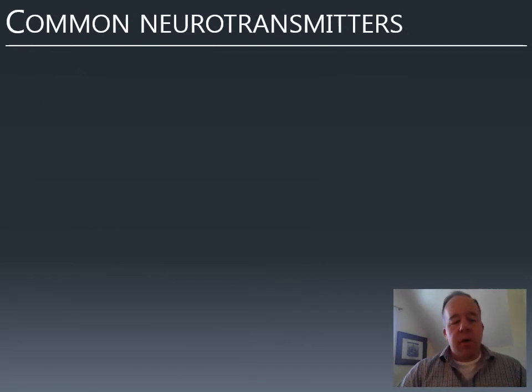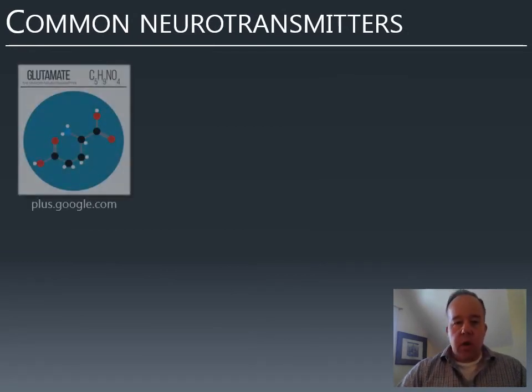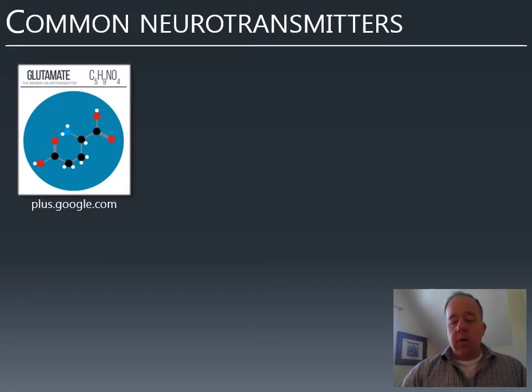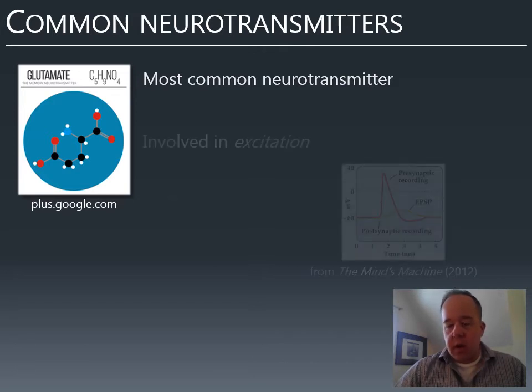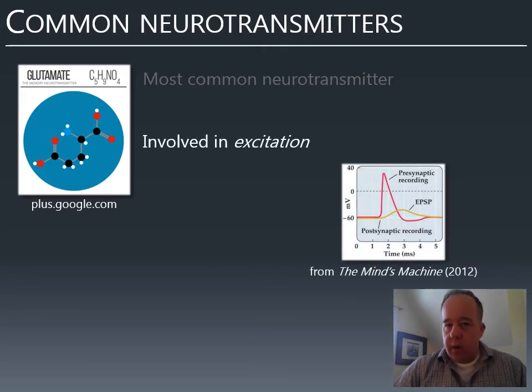And now we'll talk about some common neurotransmitters. So there is, for example, glutamate. Glutamate is the most common neurotransmitter. It's about 85% of your neurons. 85% of your neurons release glutamate. And it is an excitatory neurotransmitter for the most part. So it is involved in EPSPs. It causes the next neuron to fire an action potential. And so it's involved in excitation, EPSPs, depolarizing the next neuron.